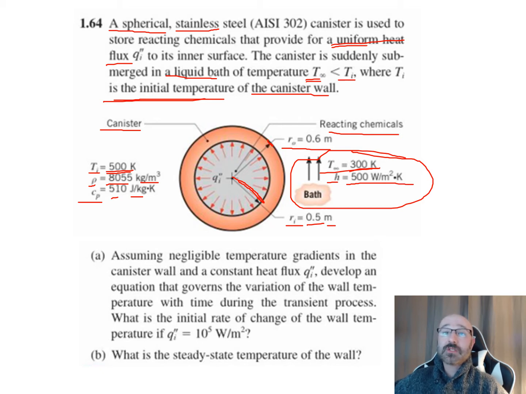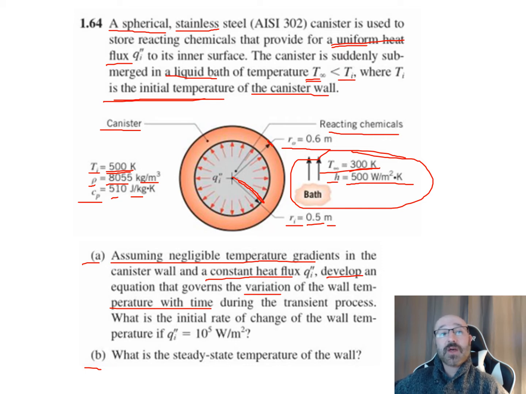Now there's two separate things they want us to solve for. We have a part A and a part B. And in part A, they also give us this assumption. They want us to assume negligible temperature gradients in the canister wall and a constant heat flux. Now with that information, they want us to develop an equation that governs the variation of the wall temperature with time, so variation of temperature with time during the transient process.